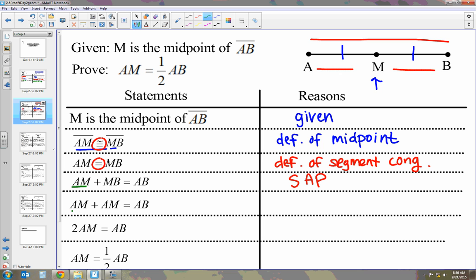Well, these two are the same, and these two are the same. But MB and AM have been changed. And the line above it tells us that AM equals MB. So we could substitute in AM for MB, and we get our substitution property of equality.